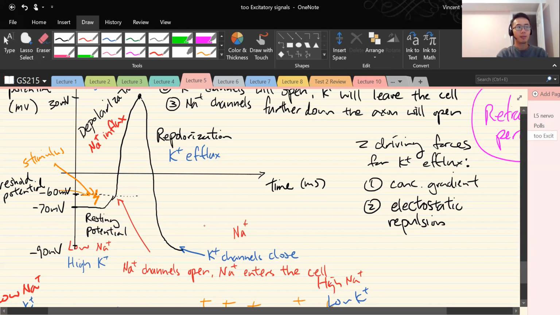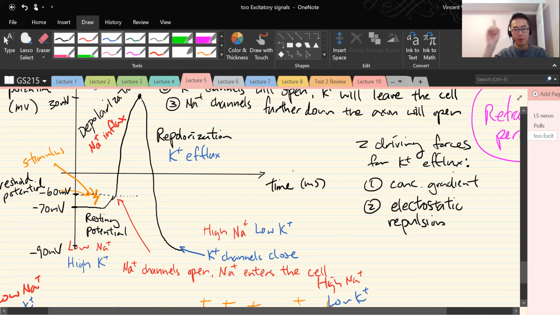Sodium, low. High potassium. Sodium. That's right, because they came in and they haven't left yet. All right. And for potassium, it would be low. Potassium would be low because they all just left, right? Okay. So we have two situations here, people.